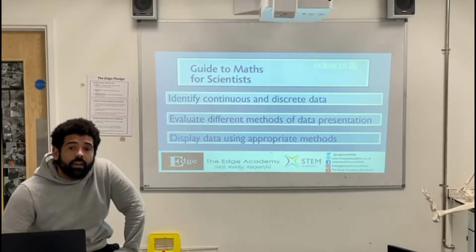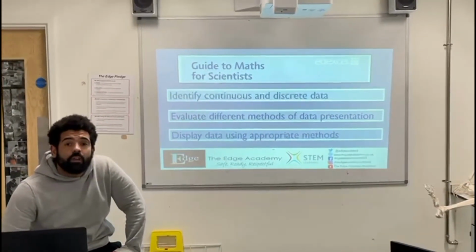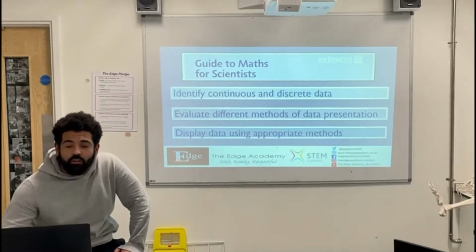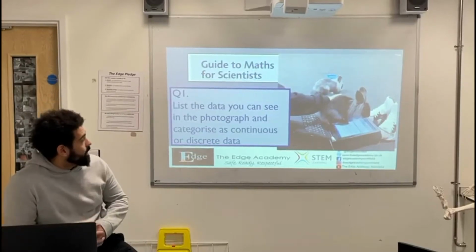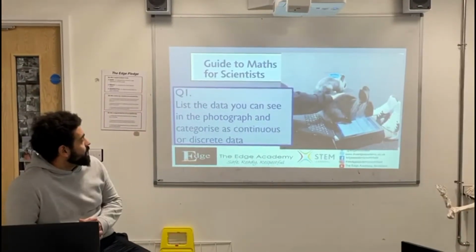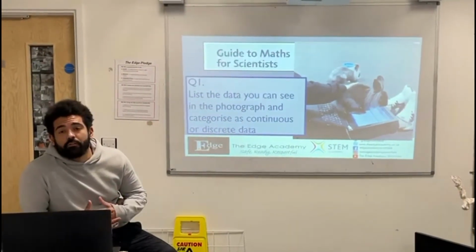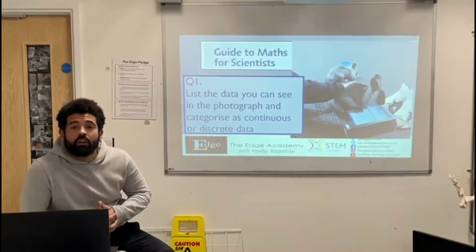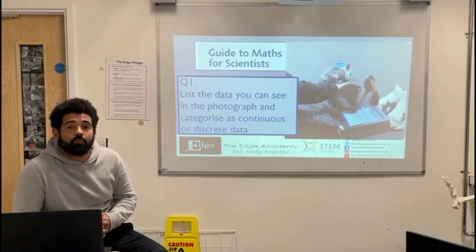So you should have an exercise book that's been sent out to you. If you could jot all your answers in there, and any problems or questions, obviously email me and I'll get back to you. So the first one, question number 1. List the data you can see in the photograph and categorize as continuous or discrete data. So feel free to stop the video, use Google or any other kind of textbooks you have to research it and jot down your answers for me, please.